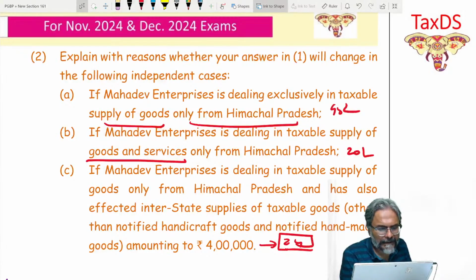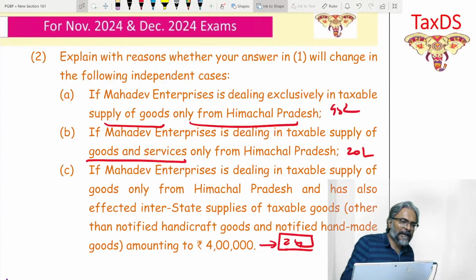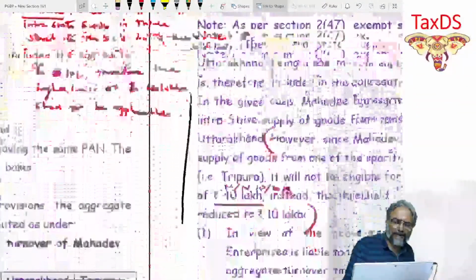Point number C. Mahadev Enterprises is dealing in taxable supply of goods only from Himachal Pradesh and has also effected interstate supply of taxable goods other than the notified handicraft item amounting to rupees 4 lakhs. So, if that is the case, students, then what happens? Then you will have to go with the compulsory registration. The turnover has got no relevance, isn't it? This is how the presentation, students, has to be looked upon in this context.